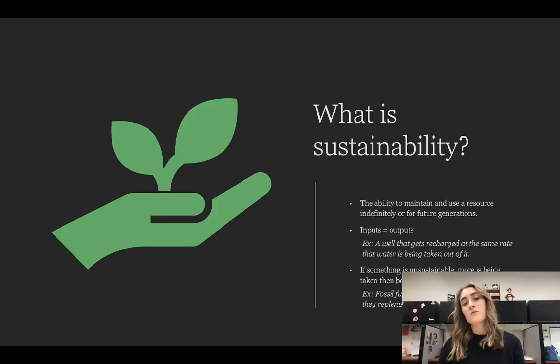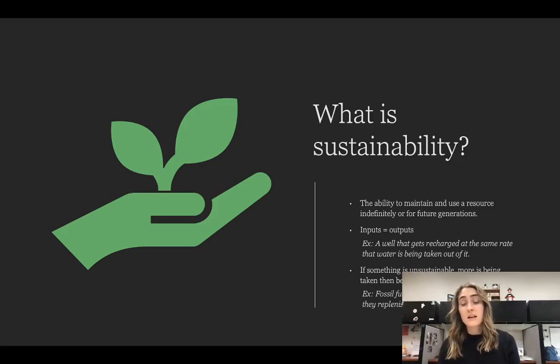Now, another way to look at this would be saying that the inputs are equal to the outputs. So a really great example of this would be a well. So remember, wells are sources of groundwater, and groundwater sources need to be recharged. If we are pulling from that well and using it as a water source, and it's being recharged at the exact same rate that we're pulling water out of it, then we would say that we're using it sustainably, because presumably the level of water within the actual groundwater storage should never really increase or decrease. It should always sort of remain the same.